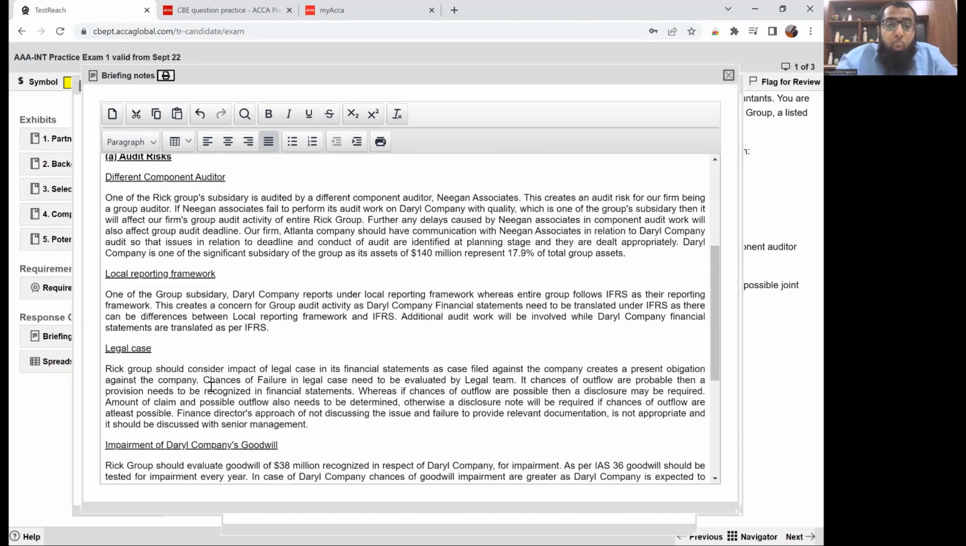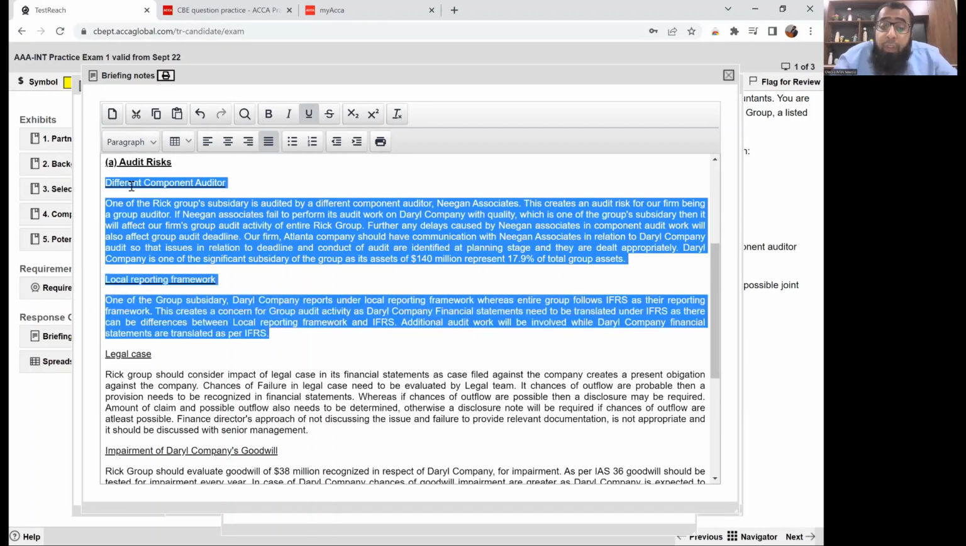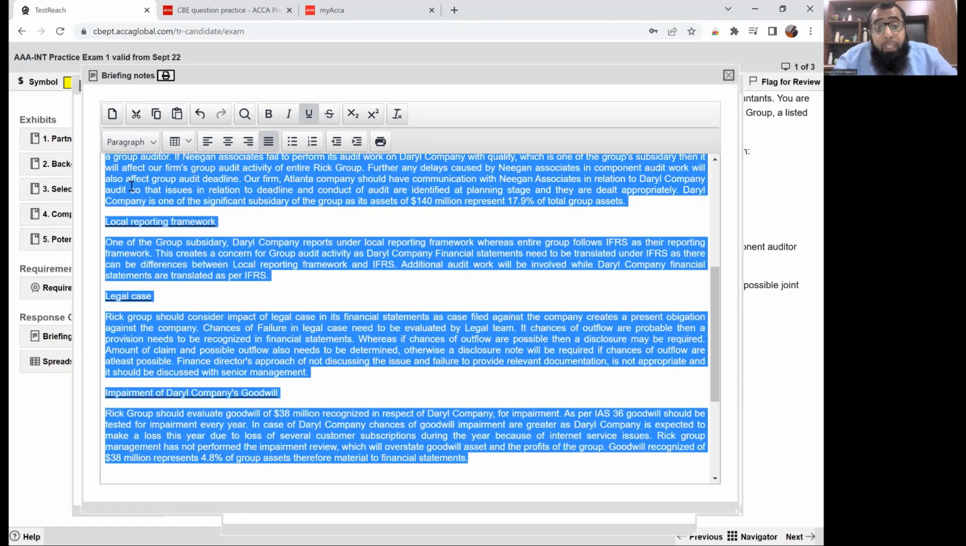Okay. So the first audit risk here was different component auditor. We commented that Darrell Company is audited by a different auditor, then local reporting framework, then legal case, and then impairment of Darrell Company goodwill. When you calculate the materiality, that will give you 1 mark. You all know that. 1 mark for materiality. But a maximum of 3 to 4 marks are available for materiality calculation, not more than that.